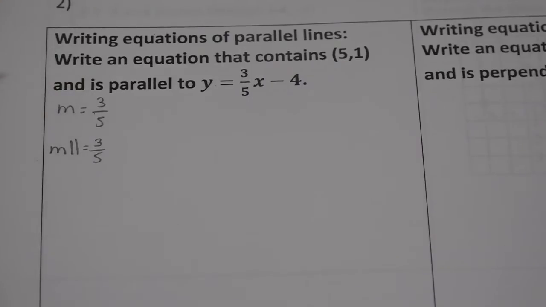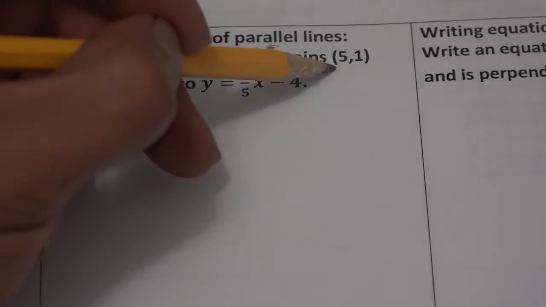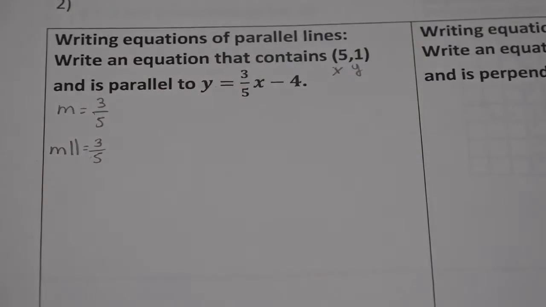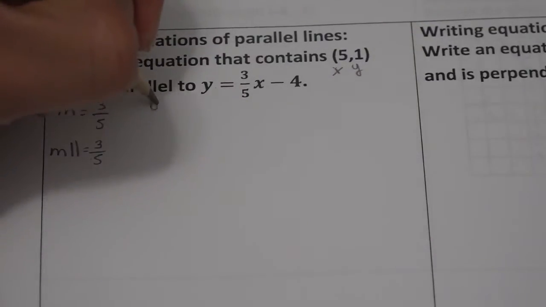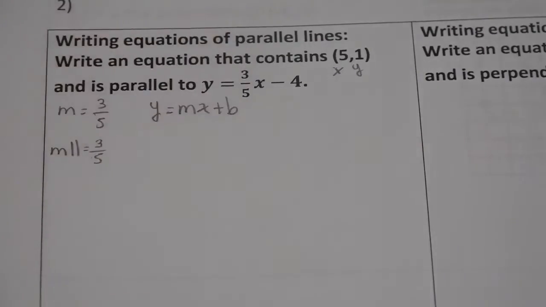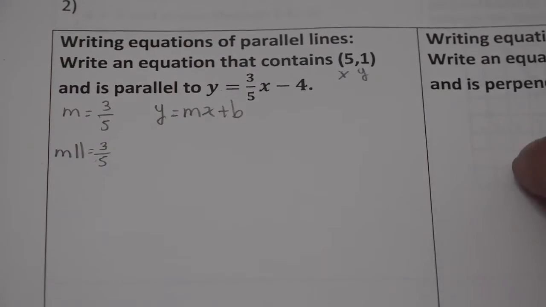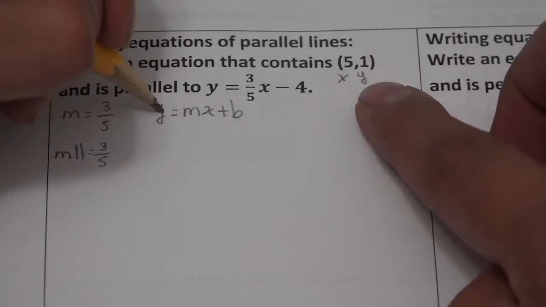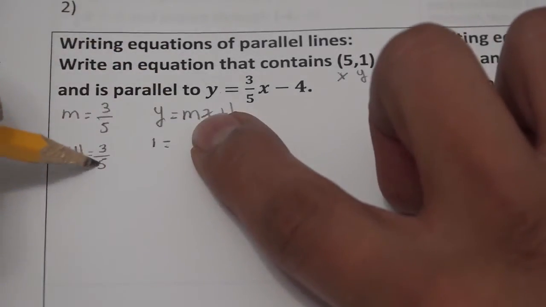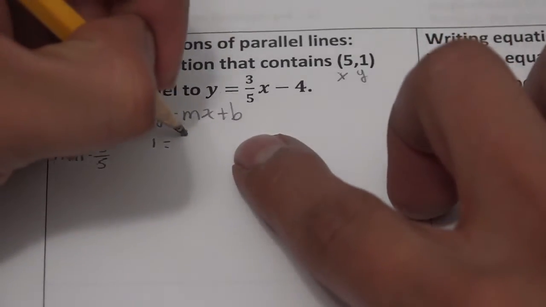Then you need to write the equation. Remember, to write the equation of the line, you need a point and you need the slope. Well, we got the slope and we got the point. This is x and this is y. So to write the equation of the line, we summon upon my favorite friend, which is y equals mx plus b. And now we replace the information, x and y. So y is 1. The slope that we're using, since it's parallel, is going to be the same, so it's 3/5.